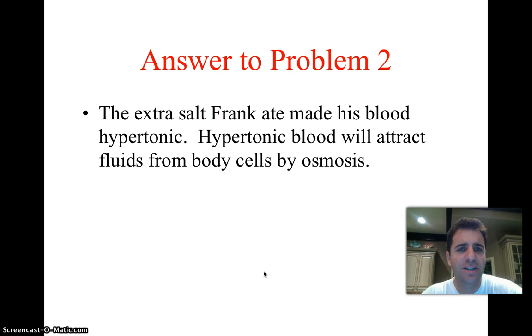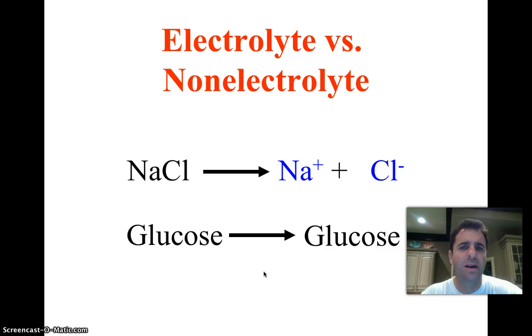Correct answer, extra salt that he ate made his blood hypertonic. The hypertonic blood attracts fluids from body cells by osmosis. This is essentially like eating a meal full of soy sauce. The soy sauce makes you bloated. You hold on to a lot of water instead of peeing it out, so you carry extra water weight, so to speak.